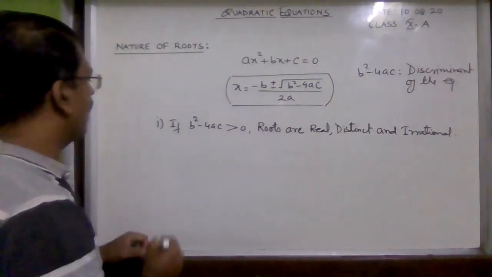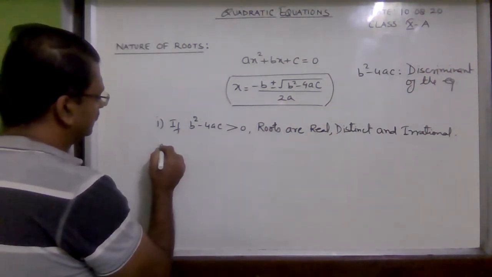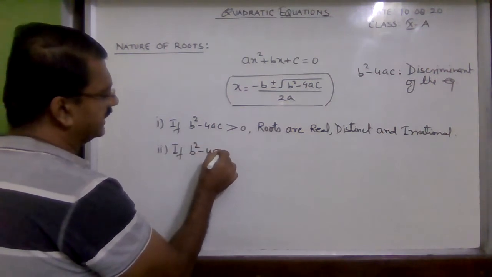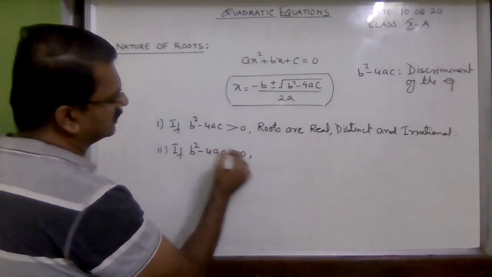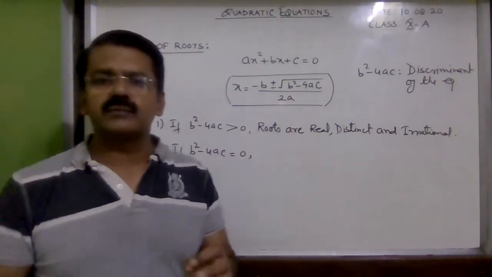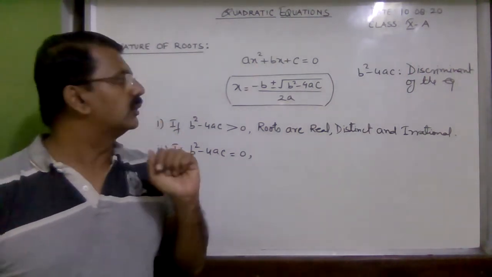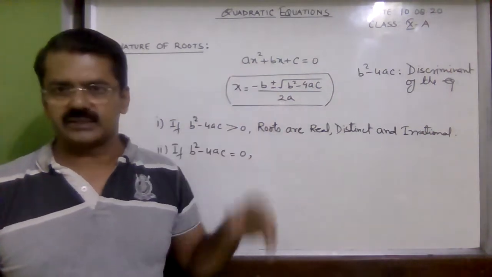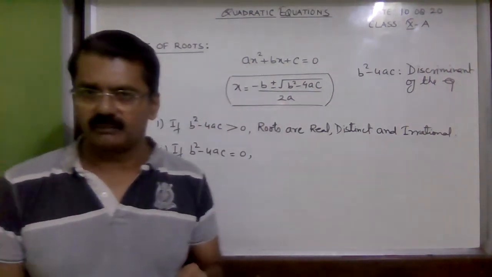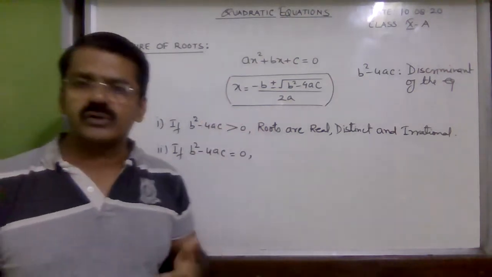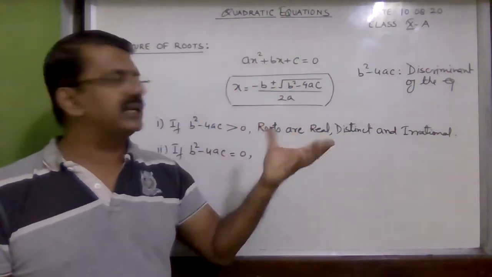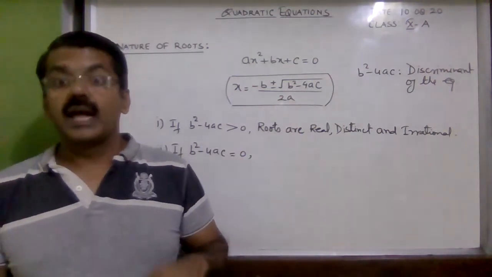Clear? Now the second one, if b square minus 4ac is equal to 0. Now if b square minus 4ac is equal to 0, that means first thing the square root vanishes because there is a 0 inside the square root. So definitely the remaining portion will be real. When square root is not there, the remaining portion will be real.